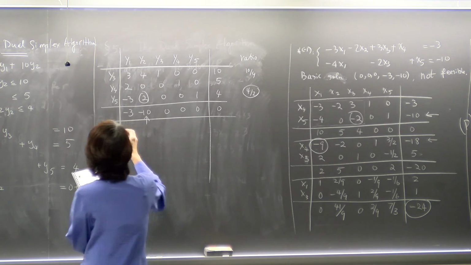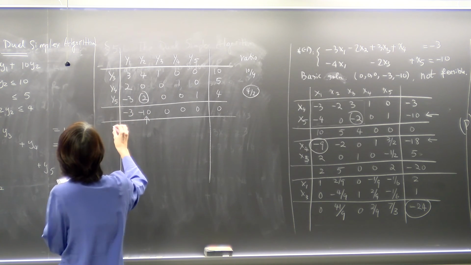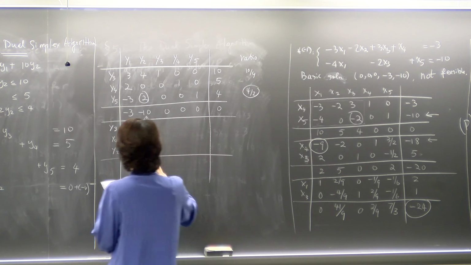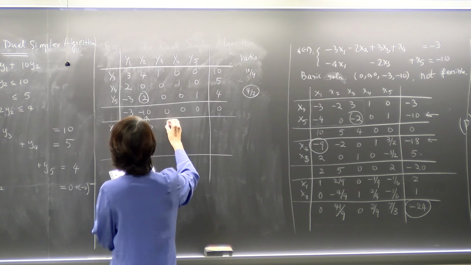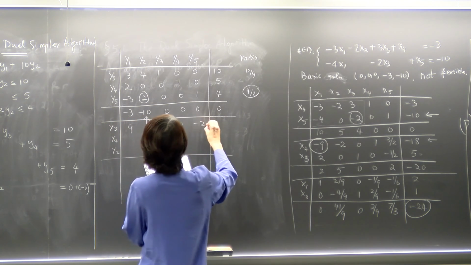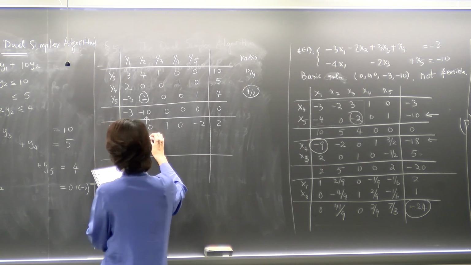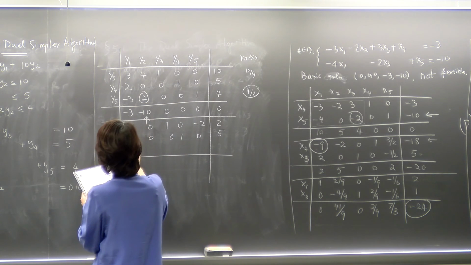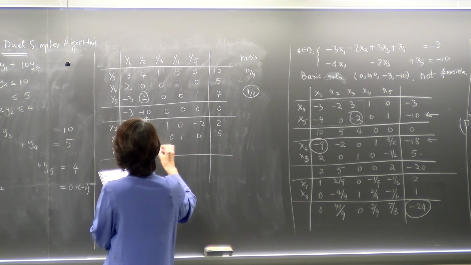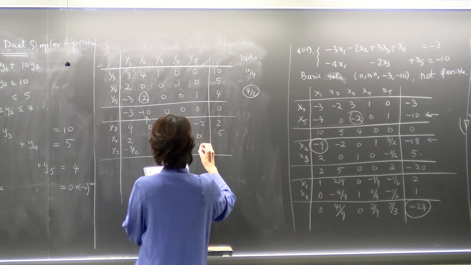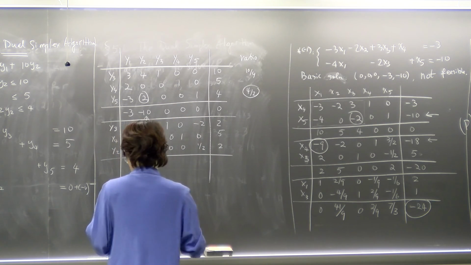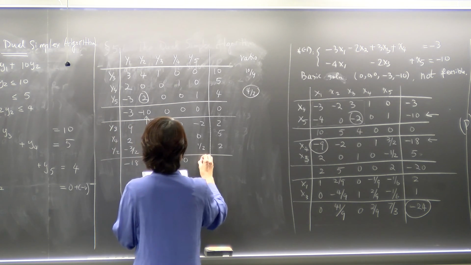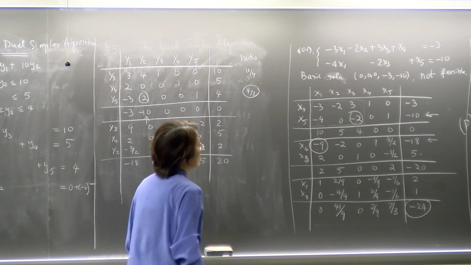Okay, so let's pivot that. I put y2 in for y5. I'll have y3, y4, and y2. Then let's copy the numbers. 9, 0, 1, 0, -2, and 2. Then 2, 0, 0, 1, 0, 5. And -3/2, 1, 0, 0, 1/2, and 2. And the objective function, -18, 0, 0, 0, 5, and 20.